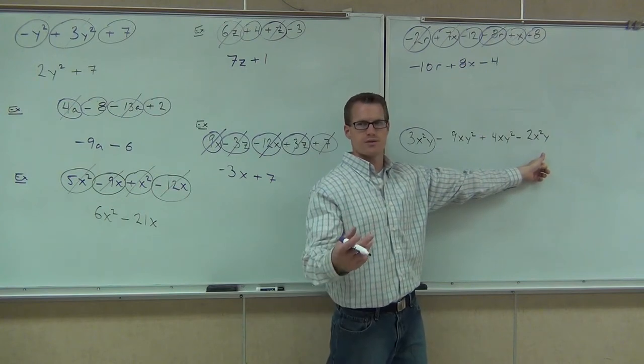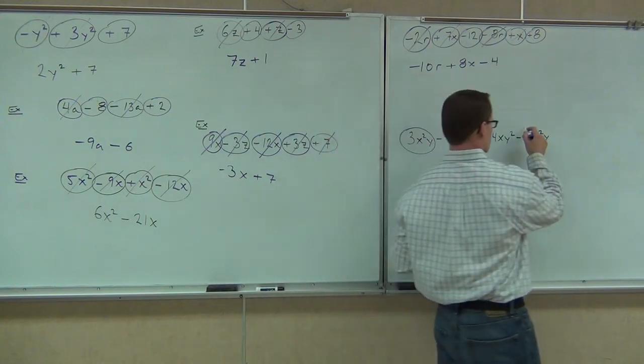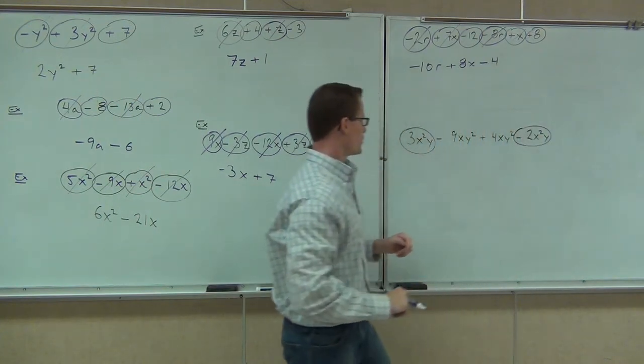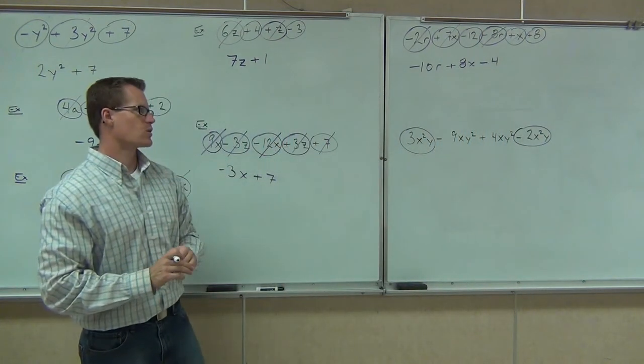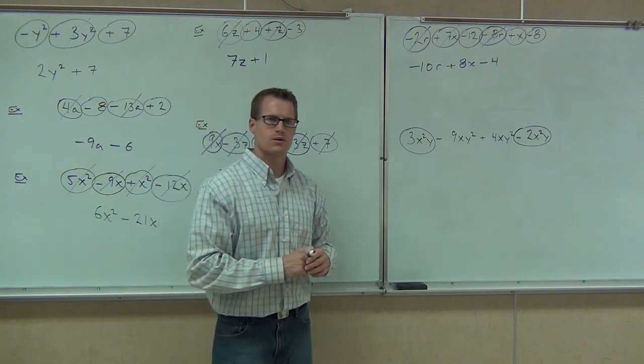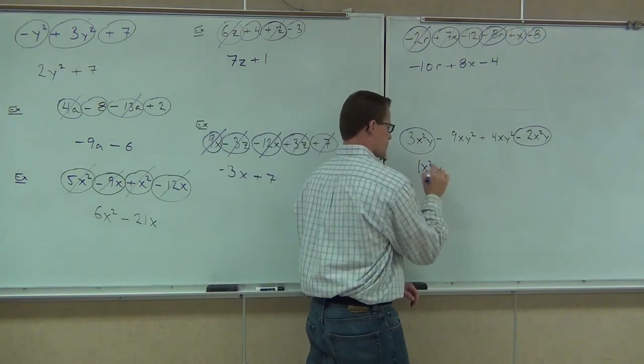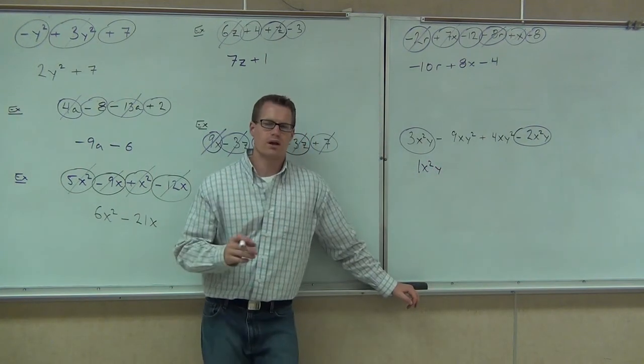You have x squared y at the very end. Notice how the variable part is identical in both of those situations. So we circle both those. How much is 3x squared y and negative 2x squared y when I combine those? Positive x squared y. Do you have to write 1x squared y? No. Just x squared y. Should you write 1x squared y? No.